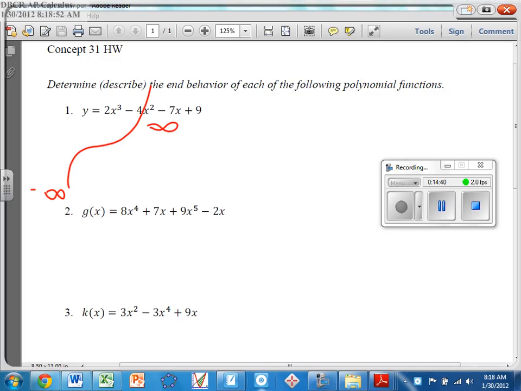Number 2, it's odd and it's positive again. So it's the exact same thing as the previous one. Again, it's to the 5th power.